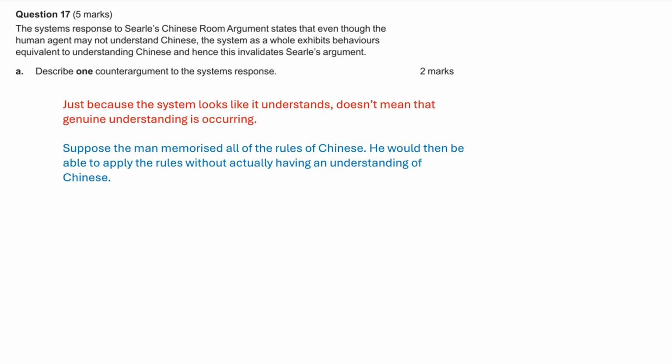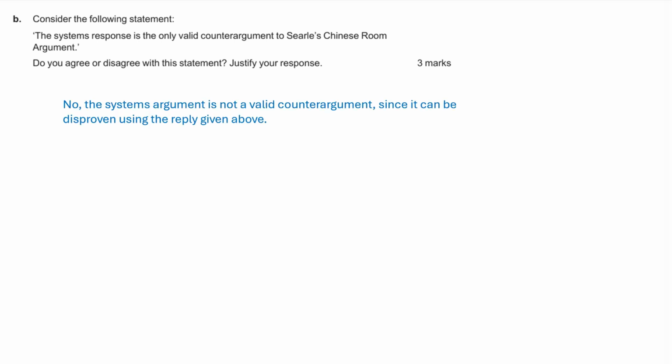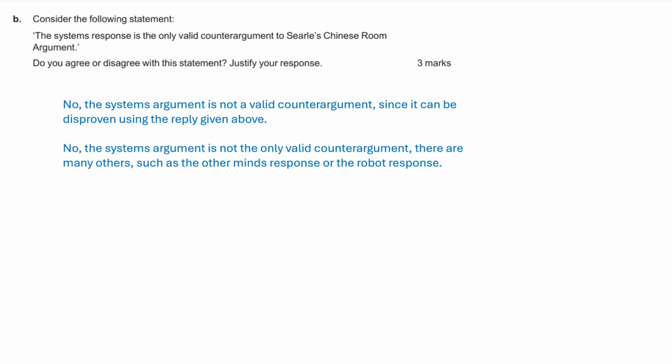Right, what do we think about some responses to this one? Now, this is kind of all right, but firstly, it does not look like 3 marks. And I feel like a question like this is really asking us to say, are there other counter-arguments? Which this response here does: yes, there are other counter-arguments.